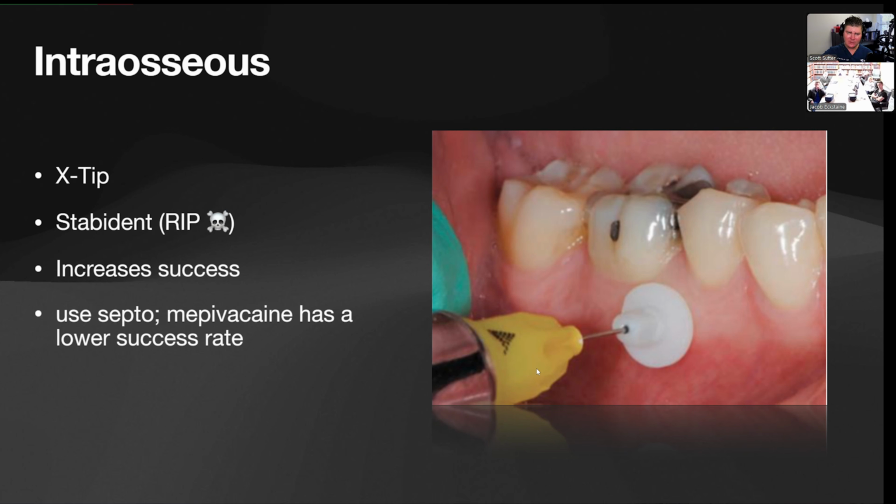A lot of people will say, oh, you want to use bupivacaine here because it doesn't have the epi. It has such a low success rate for it. Just use septo. Let them know, you might feel a little bit of that heart rate.